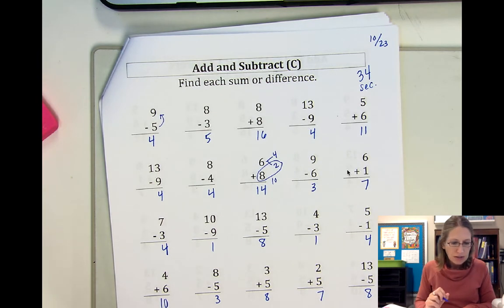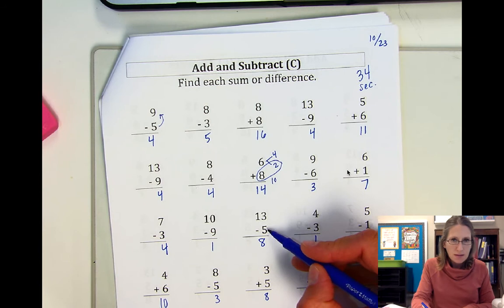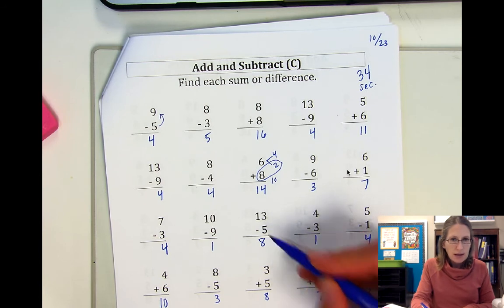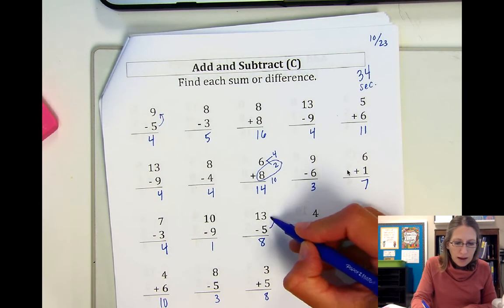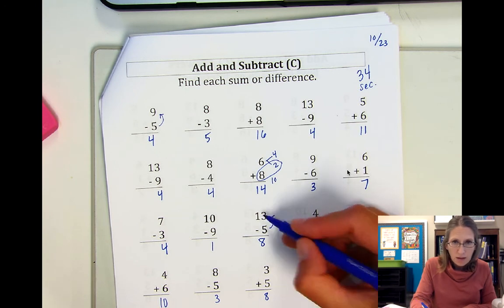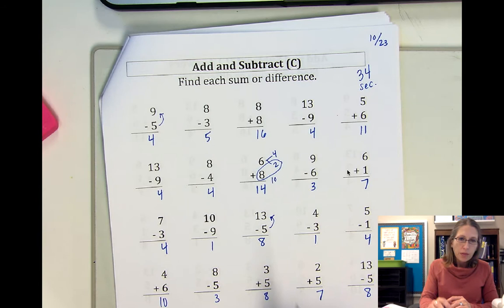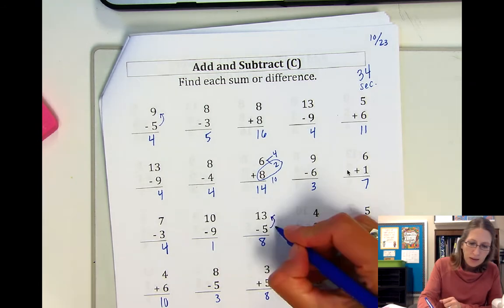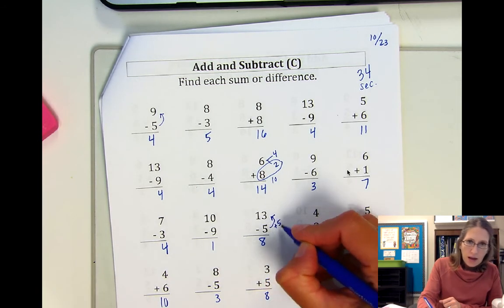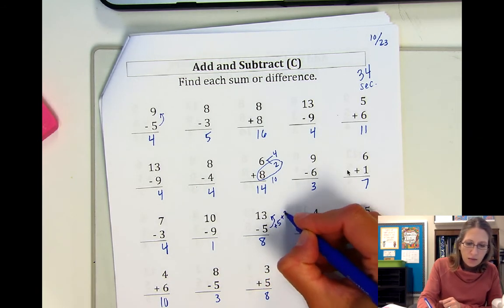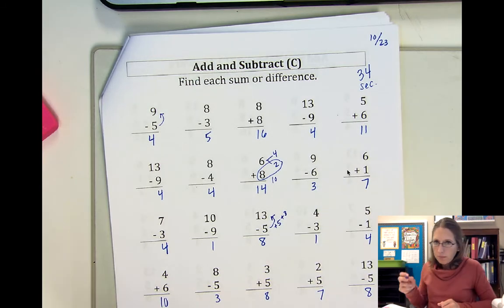So, kind of some strategies like that. Or like this one, 13, I think this was the one I got kind of stuck on. I know that 5 more gets me up to 10, and then 3 more gets me up to 13. So it's like first I do 5 and I add 5, and then I have to add 3 more to get me up to 13.